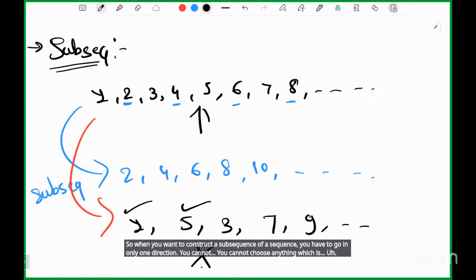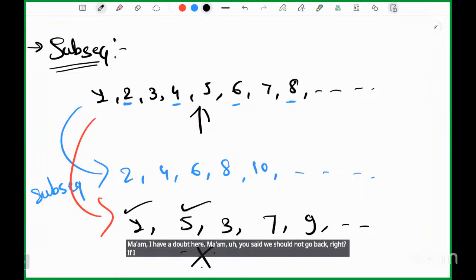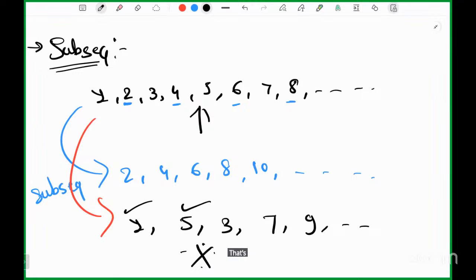Ma'am, I have a doubt here. You said we should not go back, right? If I'm just choosing 1, 5, 6, 8, I'm just choosing in a forward direction, but in a random manner. That's also a subsequence, right? Yeah, that's also a subsequence.